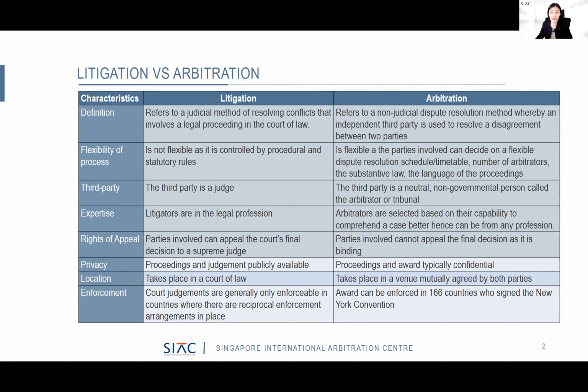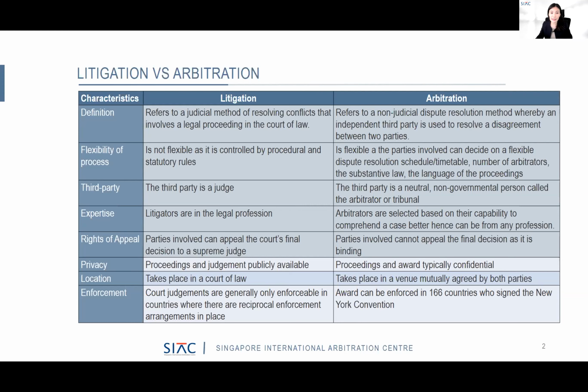They can decide, for instance, the timetable of the proceedings. They can determine the number of arbitrators, the substantive law that they want to apply, the language and place of arbitration, among others. Parties can also choose their arbitrators with special knowledge or technical expertise in IP, something that national courts cannot always guarantee.